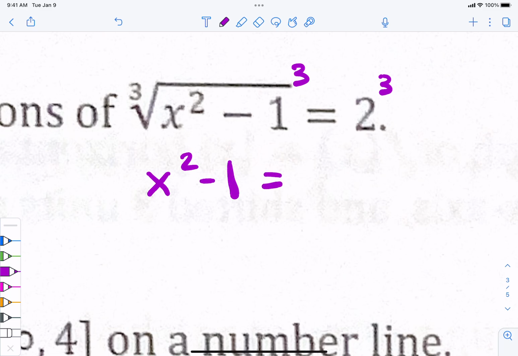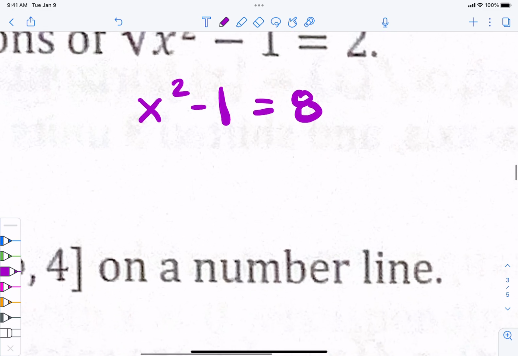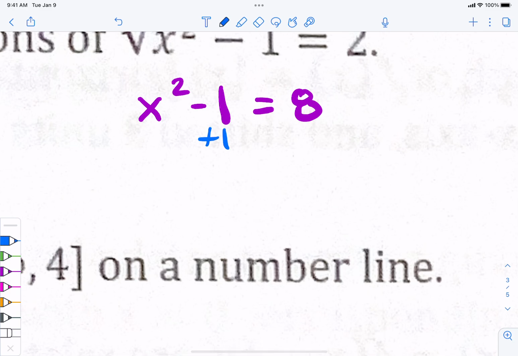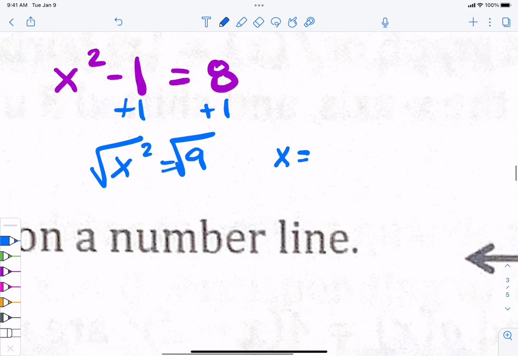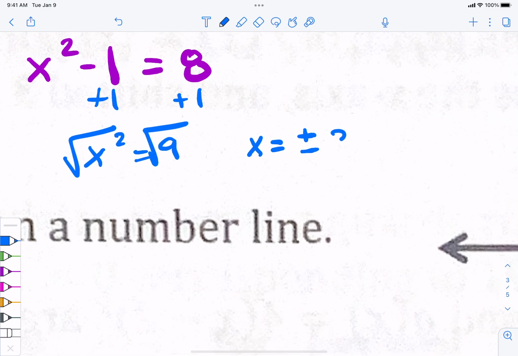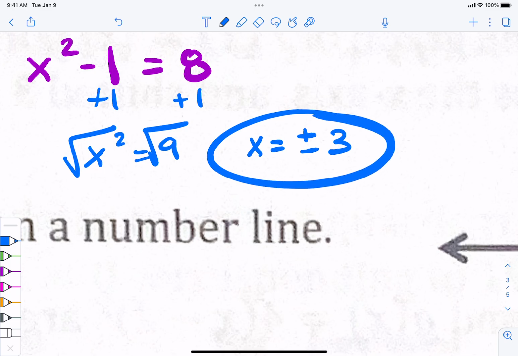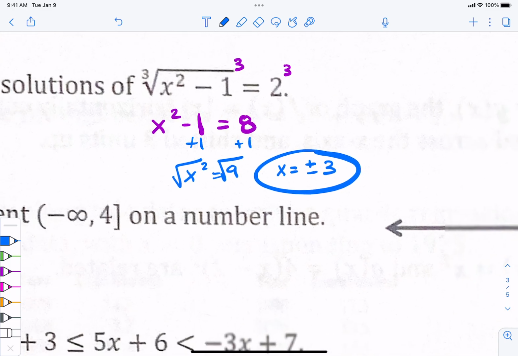X squared minus 1 equals 8, and then what? Add the 1 over. So x squared equals 9. And then take the square root. X equals plus minus 3, don't forget it. We put the square root in there, so it has to be positive, negative. That's it.